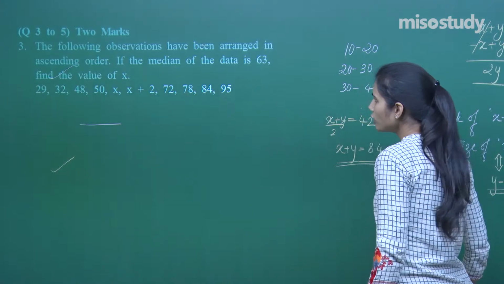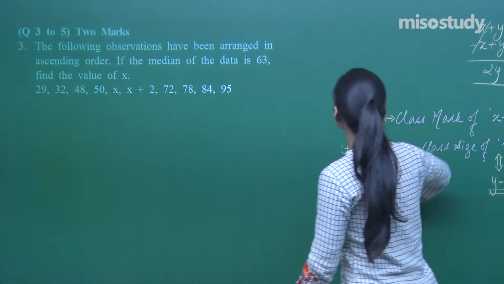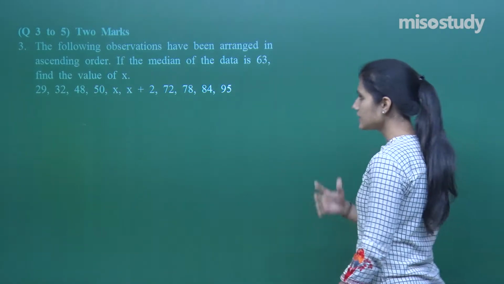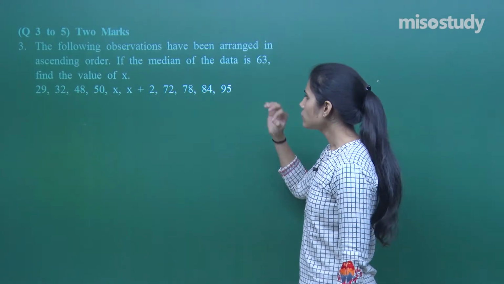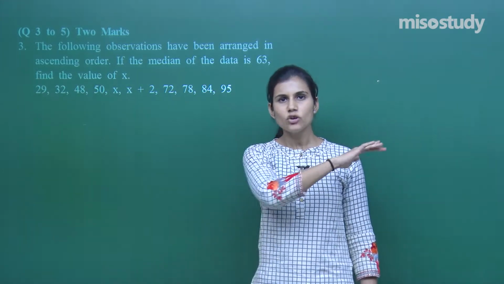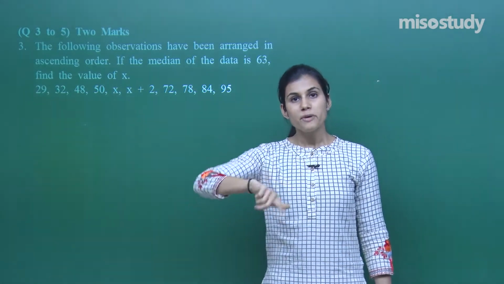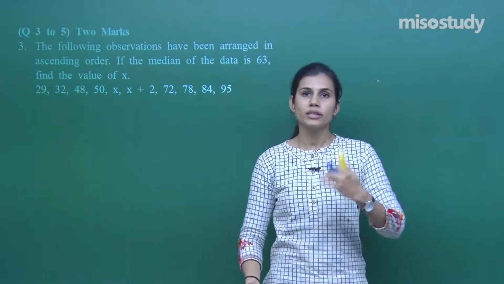It says that the following observations have been arranged in ascending order. So the observations given to you have already been arranged in ascending order. Now see, first of all you have to remember that whenever a collection of individual observations is given to you, before finding the median of such data, you need to arrange them in ascending or descending order.